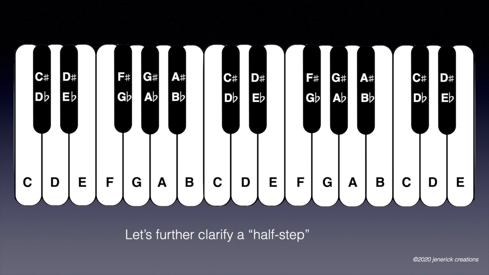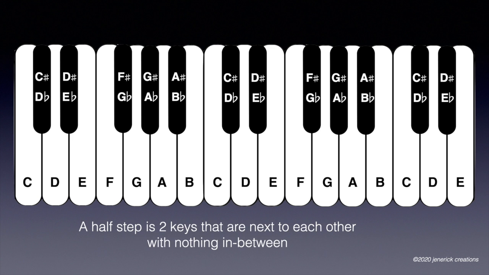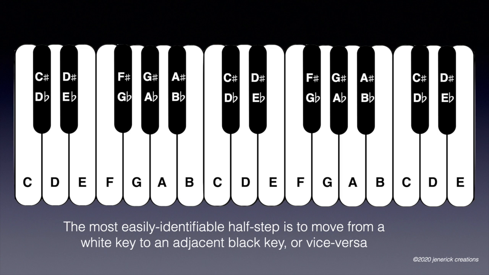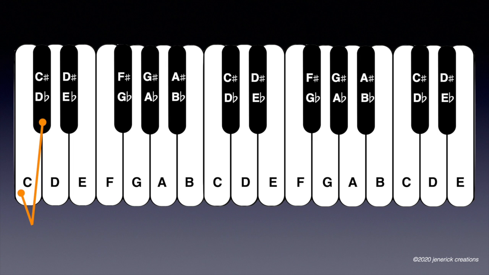Let's further clarify this idea of a half step. A half step is two keys that are next to each other with nothing in between. The most easily identifiable half step is to move from a white key to an adjacent black key, or vice versa. Here we move from A up to that black key, A sharp or B flat, or we move from that black key, A sharp, B flat, down to the B. Each of those are half steps.